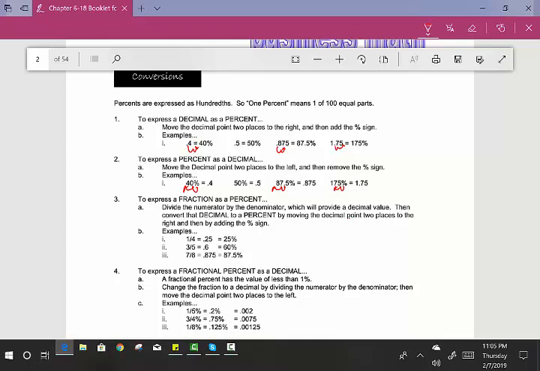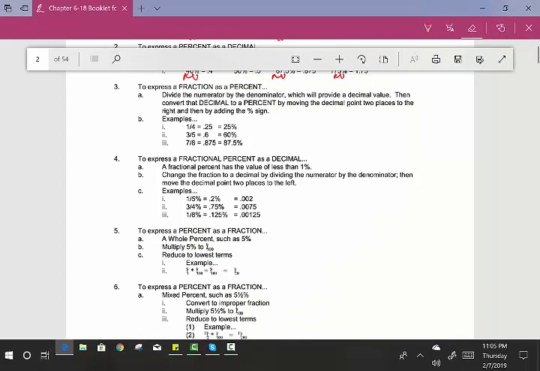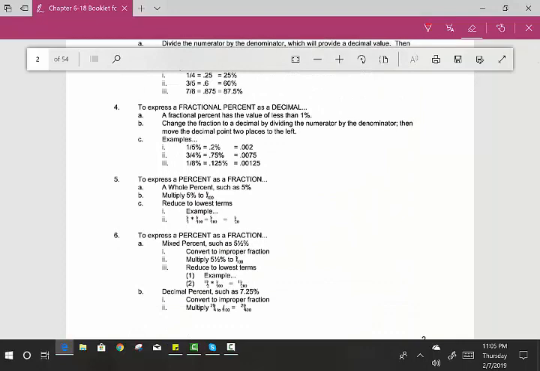Okay, number 4, to express a fractional percent as a decimal. A fractional percent is a fraction with a percent sign that has a value of less than 1%. First thing we're going to do is change the fraction to a decimal by dividing the numerator by the denominator. Then move the decimal point 2 places to the left.